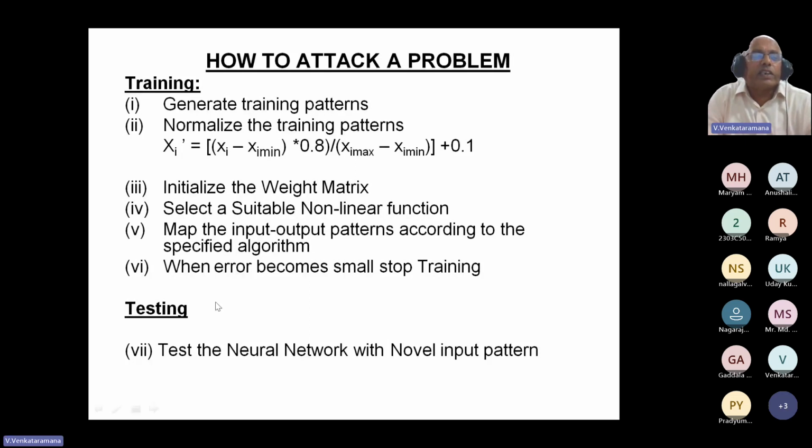Now, one more thing: at the time of testing, why do you want to test 30% of the data? Only one or two patterns are not sufficient, because we want to test whether my network is robust or not. Whatever data you supply, my network should give correct results. That's why 30% of the data is used for testing the network. If all the 30% results are okay, then I can say my network is more robust.